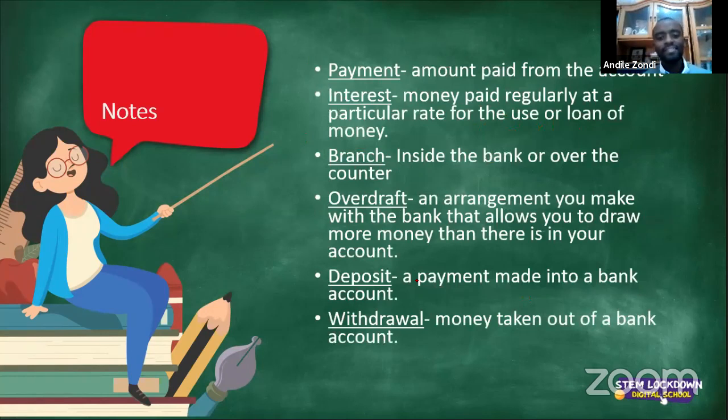This is easy, but you need to go through it. Payment: amount paid from the account. So if there's a payment, that means money moved out of your account.